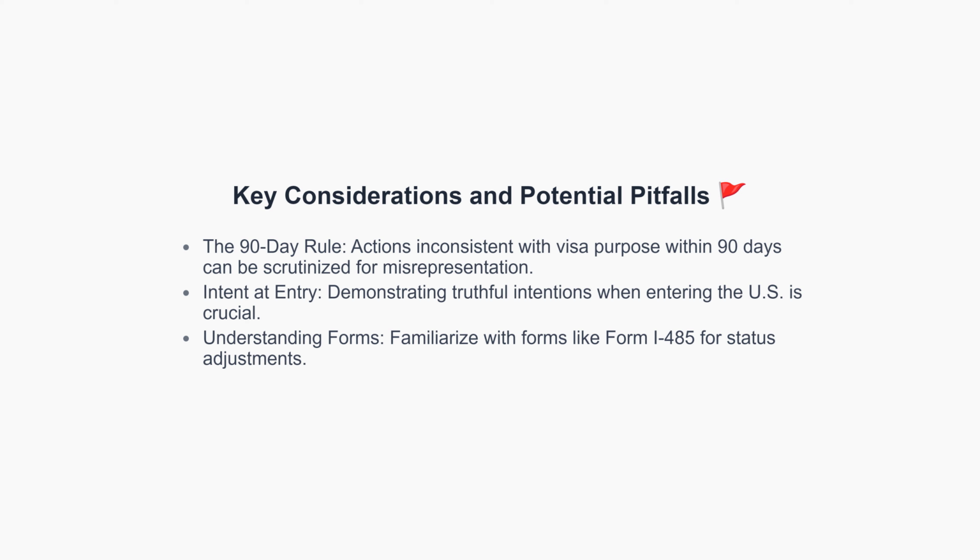There are critical considerations and potential pitfalls you should be aware of. First is the 90-day rule, which suggests that if you take actions that contradict the intended purpose of your visa within the first 90 days of entering the U.S., it may lead to questions about misrepresentation. Intended entry is another crucial point. You must accurately represent your purpose when you first enter the U.S. Lastly, it's vital to understand the application process, which involves forms such as the I-485 for adjusting status.